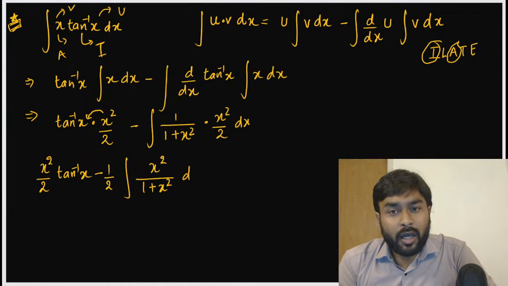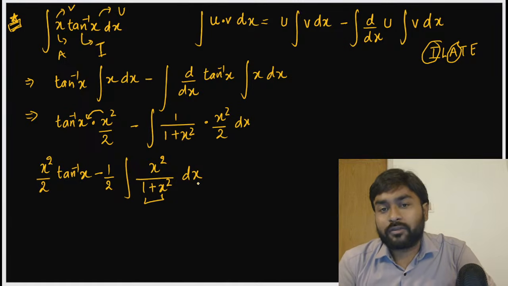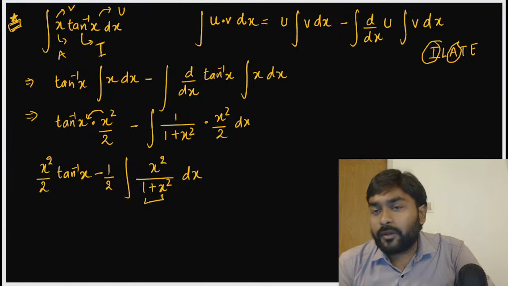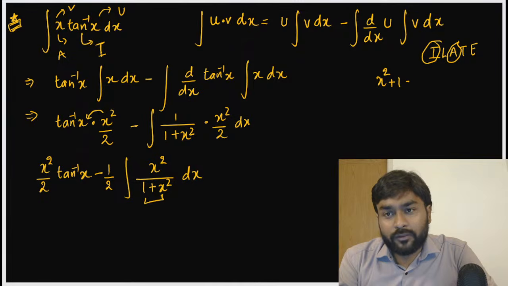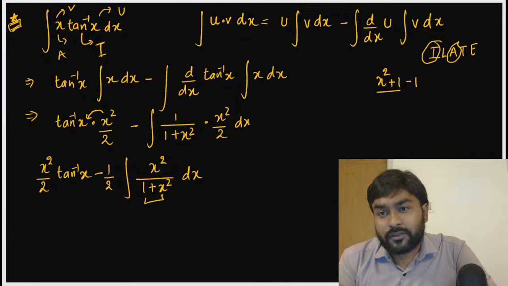This you can write. After this, in case of this type of question, when the powers of numerator and denominator are the same, generally we create the same function in the numerator. 1 plus x square is the requirement in the numerator, so we will do plus 1 minus 1 in the numerator. I will show you here: x square plus 1 minus 1. Correct? Then we will separate it with this 1 plus x square.